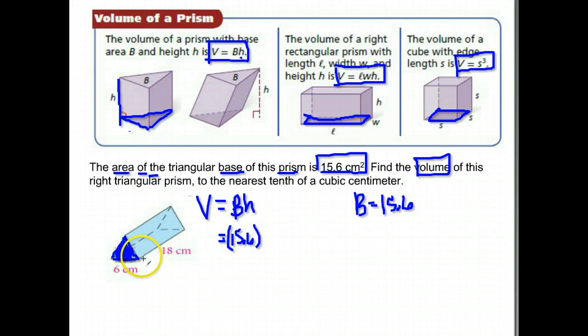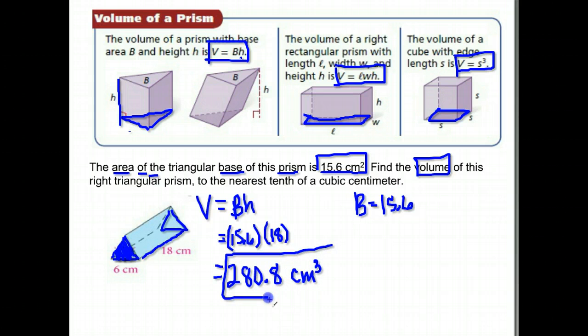Again, the height is the distance between the two bases. Okay, so there's a base and there's our base. The distance between those is 18. So, to find our volume, we do 15.6 times 18. We get 280.8, and this was in centimeters, so it's cubic centimeters.